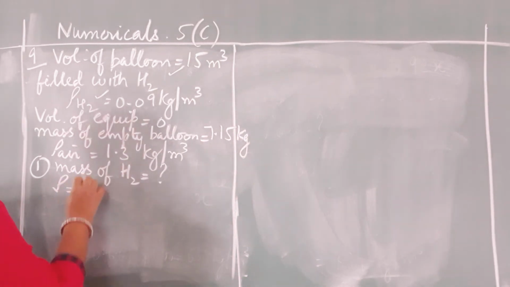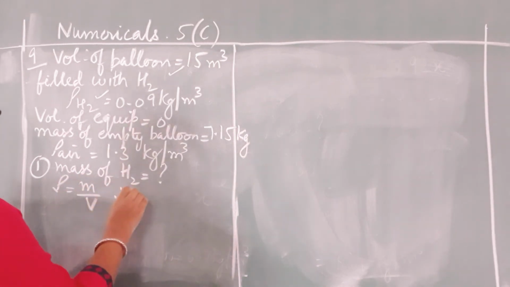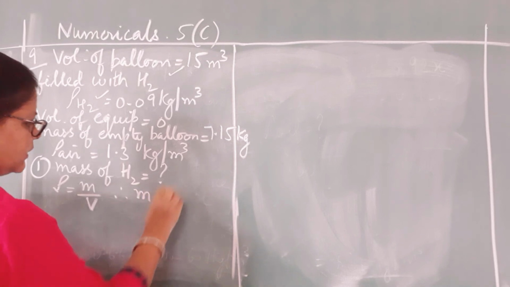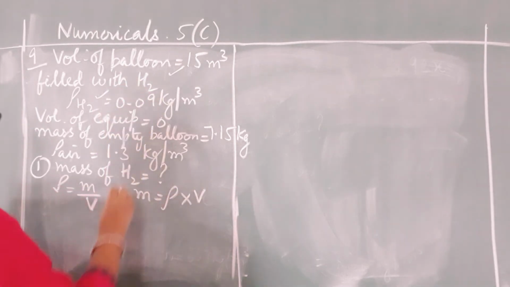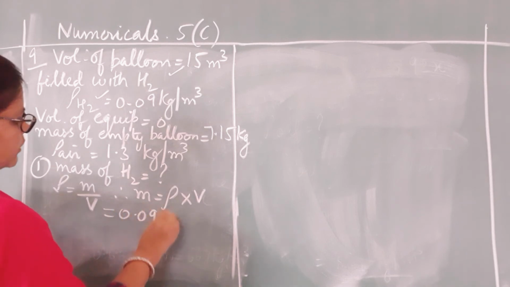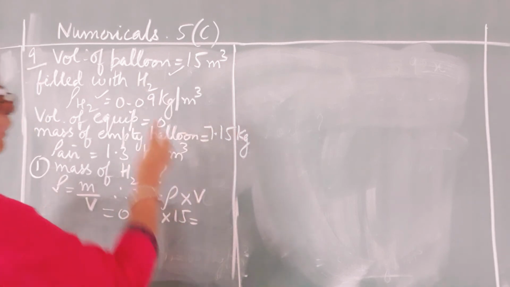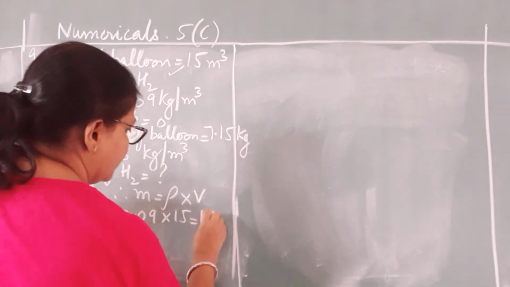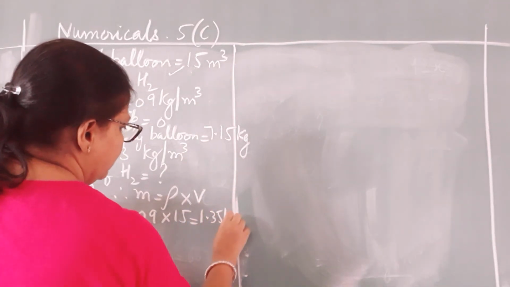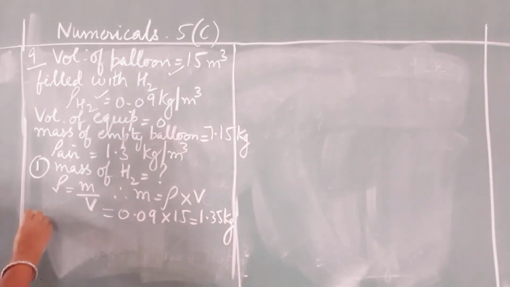Density is mass per unit volume. Therefore, what will be the mass? It will be density multiplied by volume. Let's see what is the density given, 0.09, and what is the volume, 15. Right, children? When I multiply this, I get 1.35 kg as the mass of hydrogen.